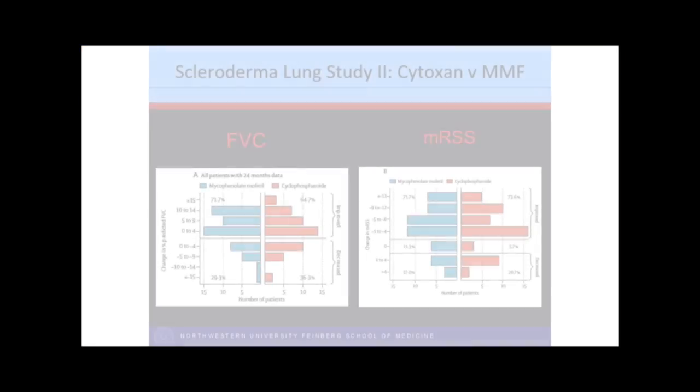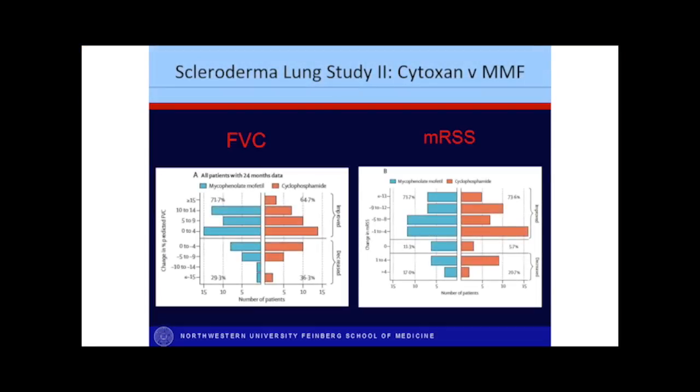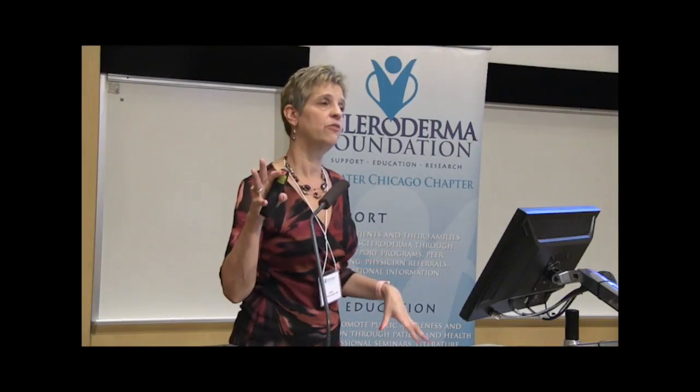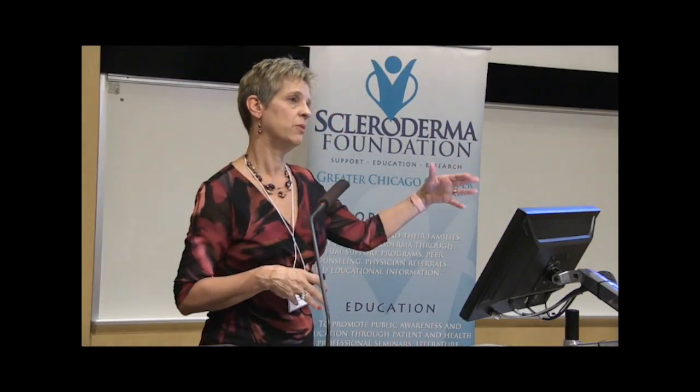That was just published in Lancet. Was it early this year? Yeah, in July of this year. So this is the big second study where we looked at patients who were randomly assigned in a blinded fashion to receive either 12 months of Cytoxan or 24 months of mycophenolate. The Cytoxan group was given placebo in the second 12 months.